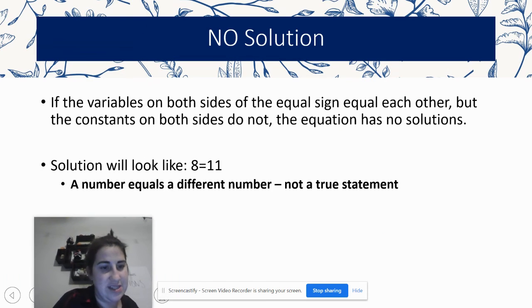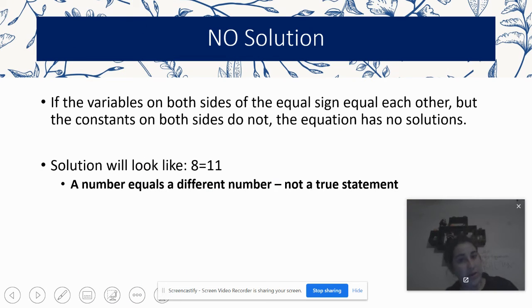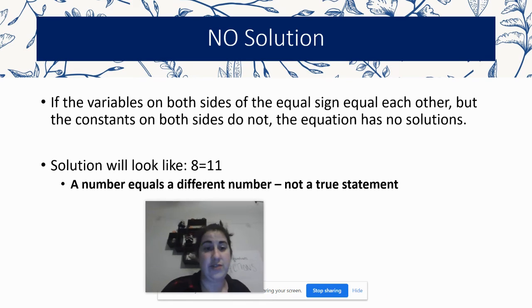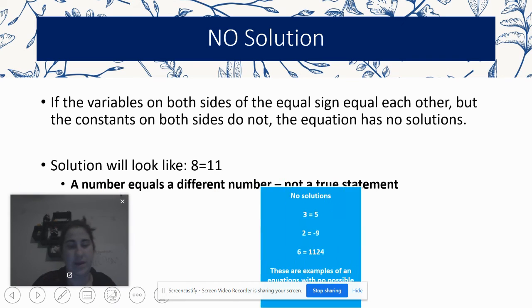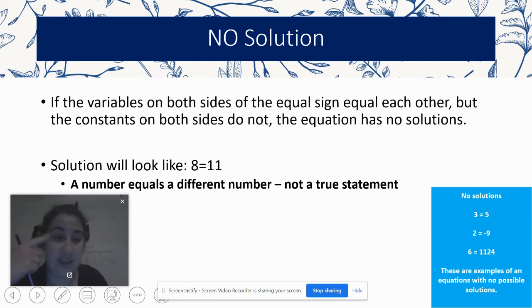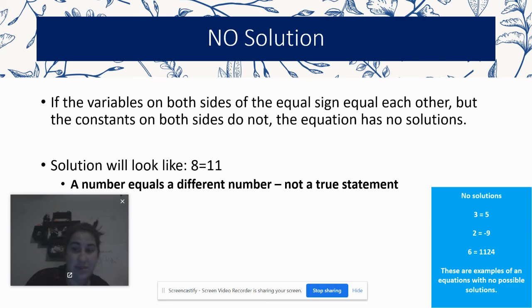So the answer is actually no solutions. This is also a unique situation. If the variables on both sides of the equal sign equal each other, but the constants on both sides do not, the equation has no solution. For example, we had 8 equals 11. A number equals a different number. That can't be true. 8 does not equal 11. If I have 8 apples, I don't have 11 apples, right? So in your notes, make sure you write this down. Here's a little cheat sheet. No solutions: you can get 3 equals 5. These are examples of equations with no possible solutions.